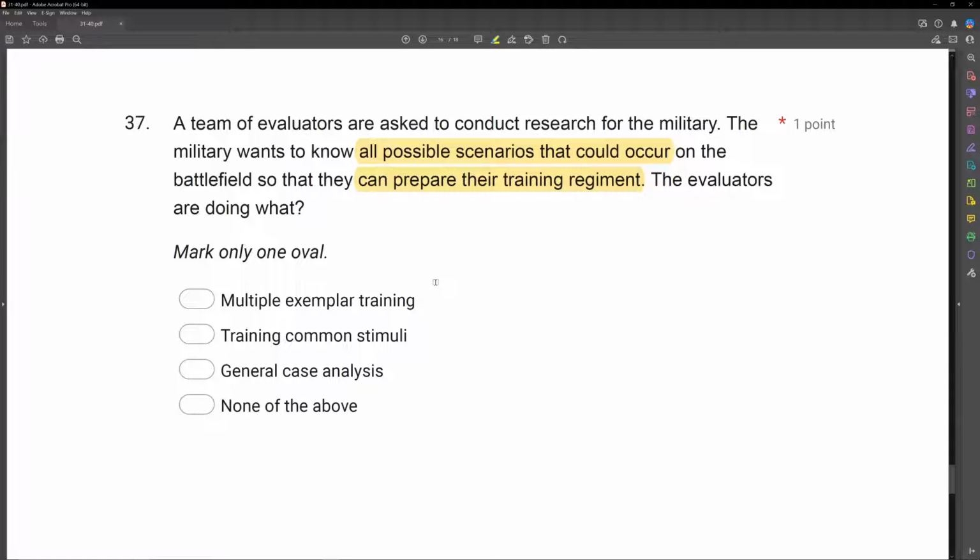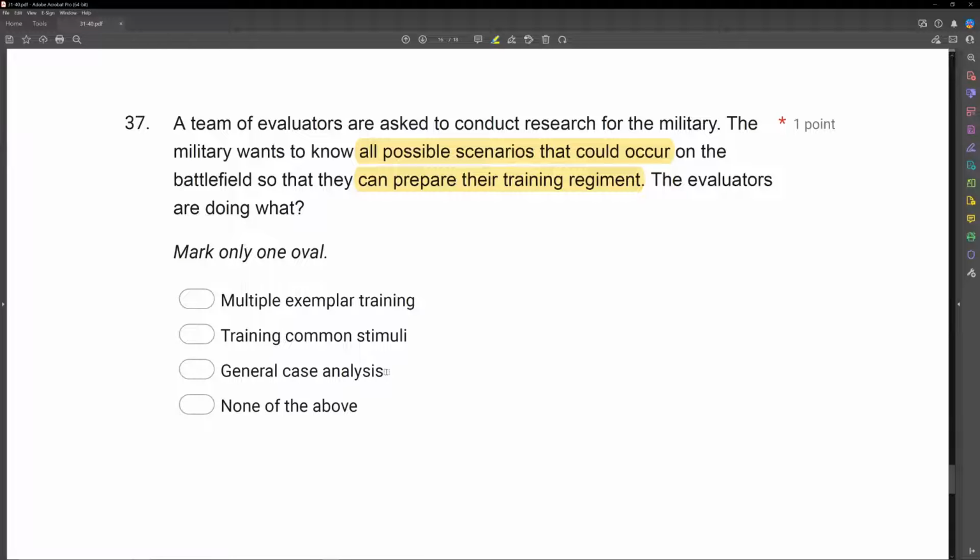Are we looking at multiple exemplar training? We'll be very careful. Okay. Multiple exemplar training does involve you teaching multiple response types, multiple stimulus types, but we're not teaching here, right? We're preparing to teach. And so if we're preparing to teach multiple exemplars, we need to first identify them. And we do that how? What about training common stimuli? Again, we're not teaching yet, right? We're preparing the training regiment, but we're not quite teaching.